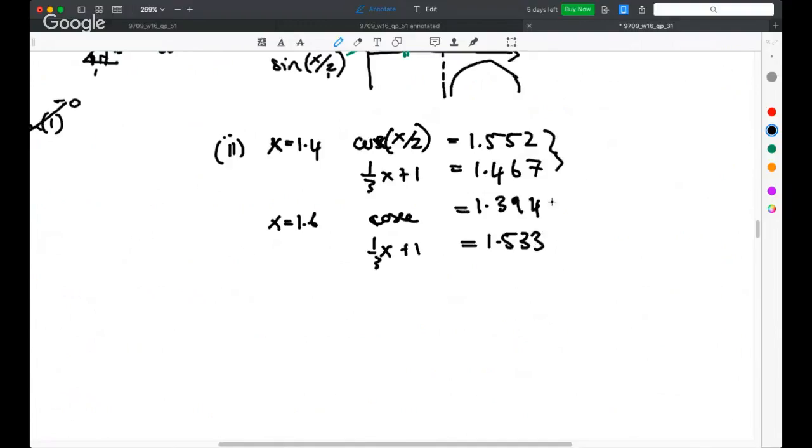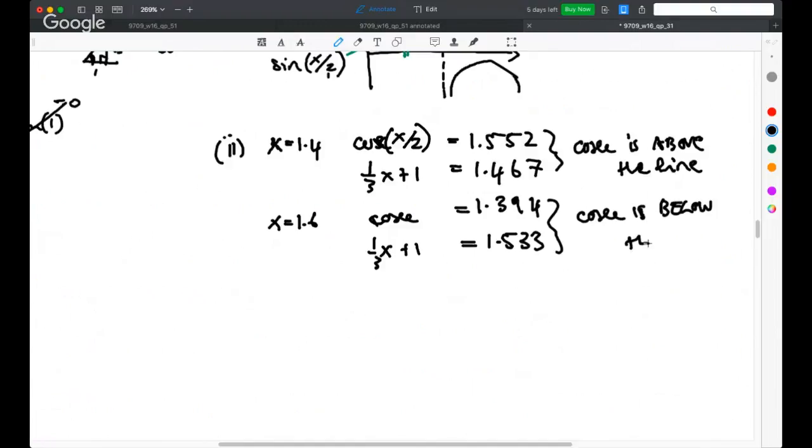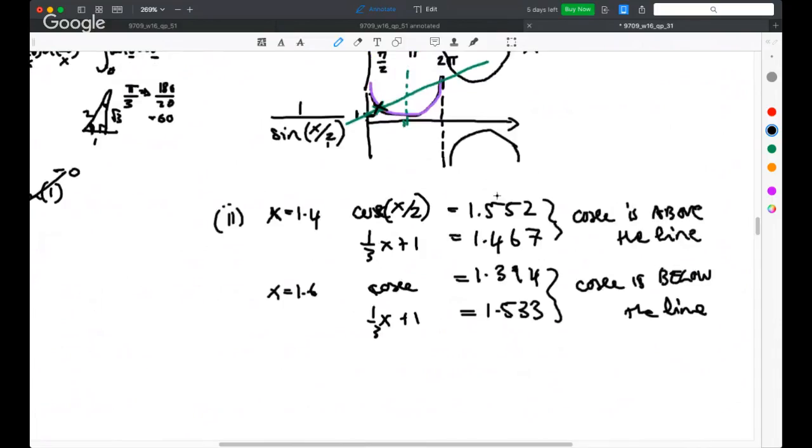Now, this is not great either, but you'll notice that for x equals 1.4, the cosec curve is above the line, the linear curve. And here, cosec is below the line. Well, in that case, it must have crossed the line in between those two points. These two reverse position: here cosec is above, and here it's below. They must have crossed between those two values, and that is your argument.